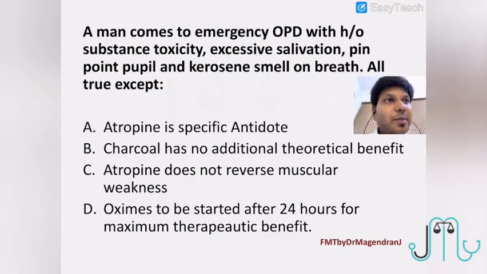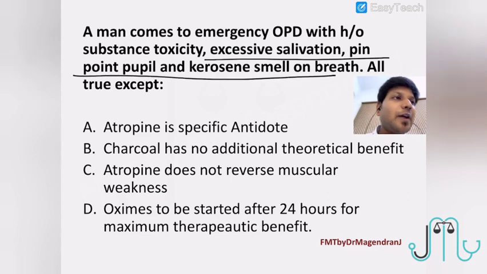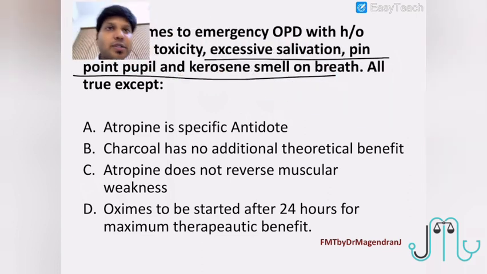A man comes to the emergency department with history of substance toxicity, excess salivation, pinpoint pupil, kerosene smell on breath. I put so many MCQs on OPC poisoning because that is one of the most commonly encountered poisonings in the emergency department. So we have to know each and everything about the management of organophosphorus, OP poisoning. Which is false regarding this management? Atropine is the specific antidote. Charcoal has got no additional therapeutic benefit. Atropine does not reverse the muscular paralysis, there is weakness.